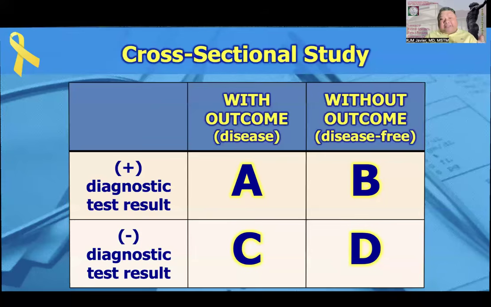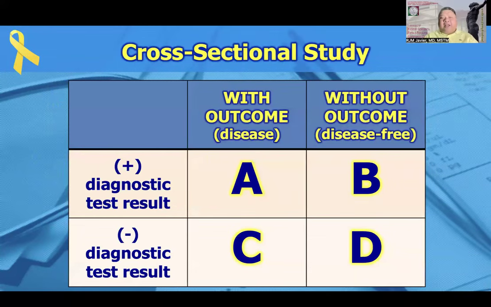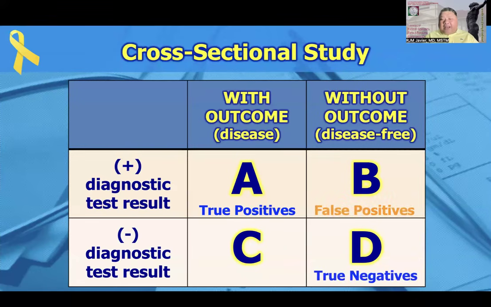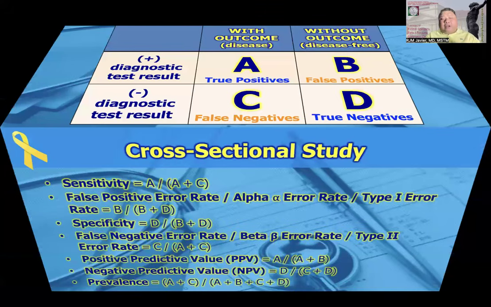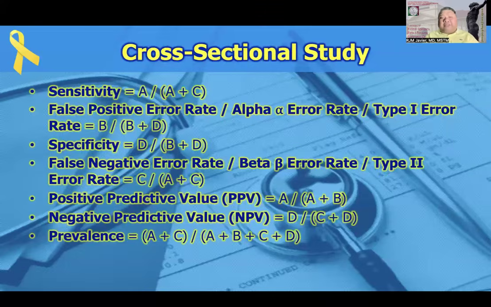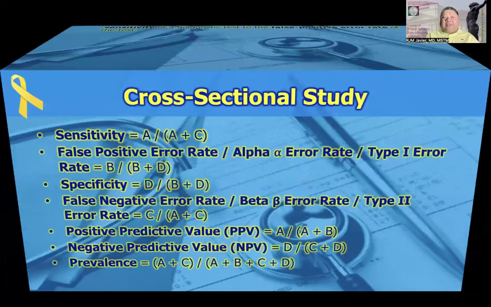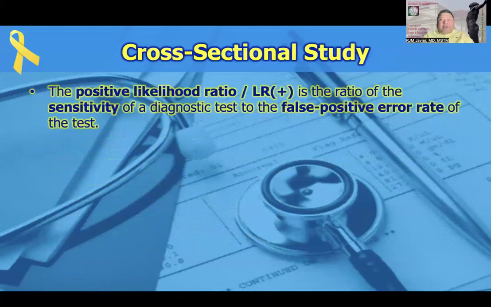In your cross-sectional study, we've already highlighted your 2 by 2 table, and in the previous lecture, we also identified what will be your true positives, your true negatives, as well as your false positives and false negatives. And we have also elaborated already on these concepts previously. But I want to go further and discuss your likelihood ratios.